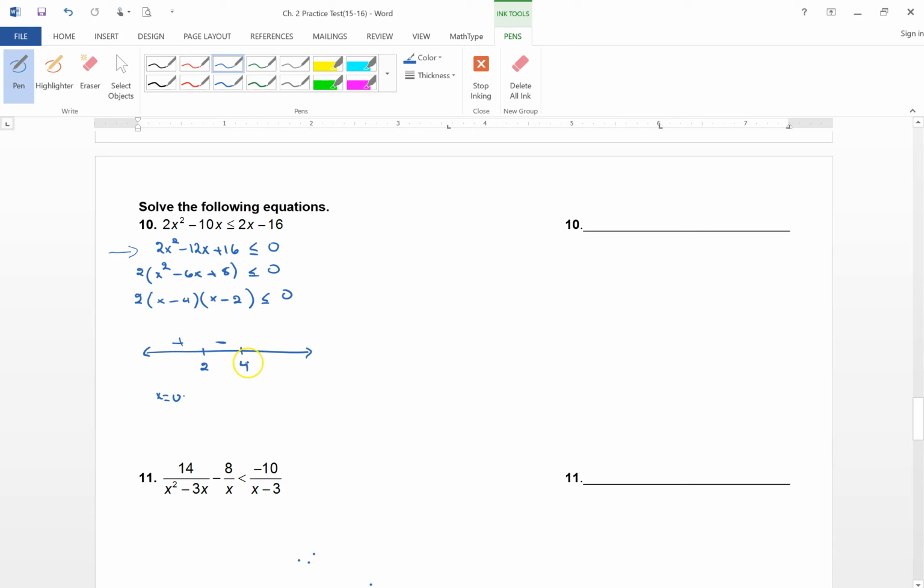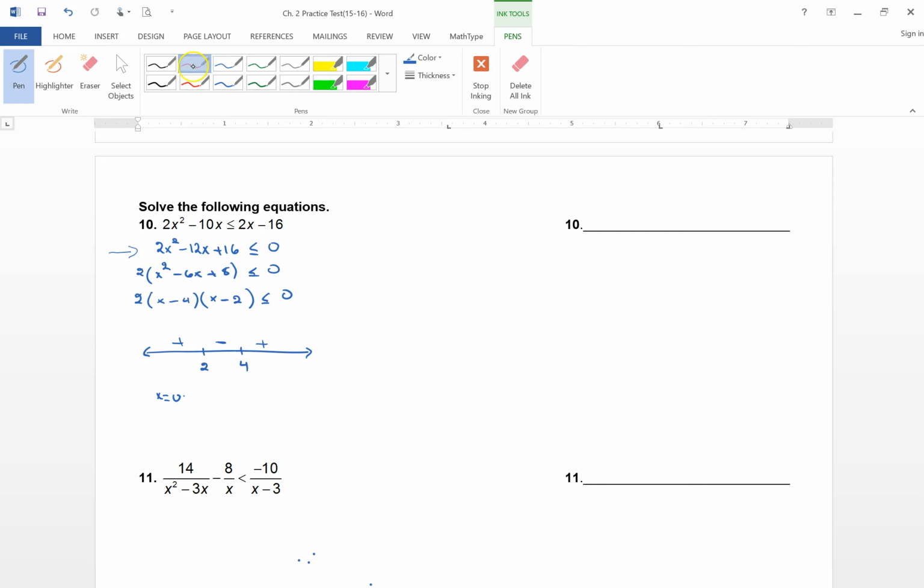At 4, the multiplicity is odd, so it's going to alternate to positive. Okay? If you forget this, if you have no clue what I'm talking about, can you just plug in x equals 3 and plug in x equals 5? Absolutely, and you get the same thing.